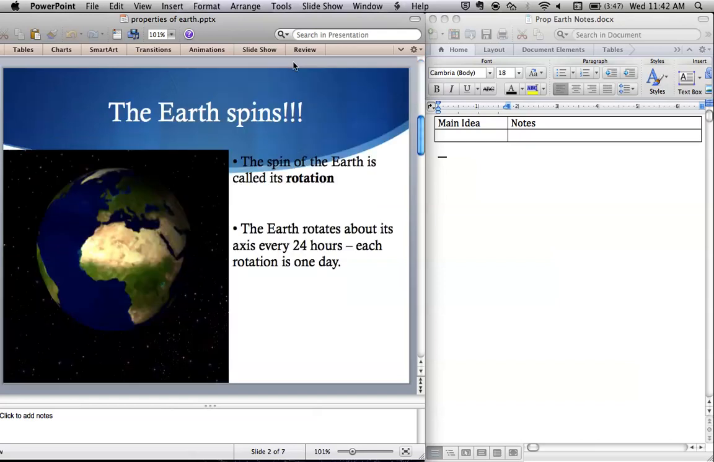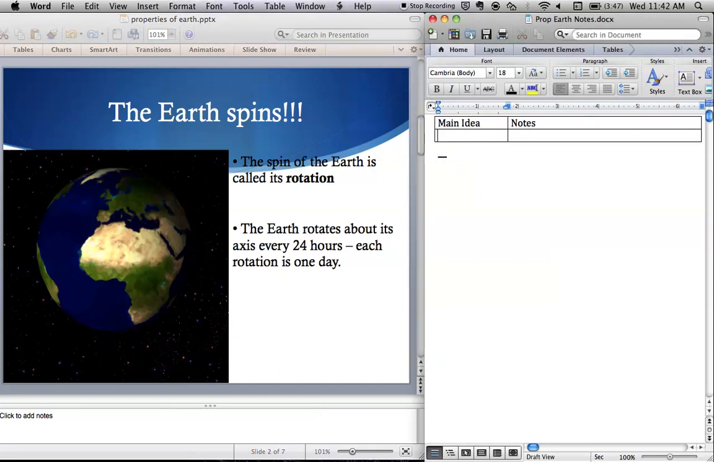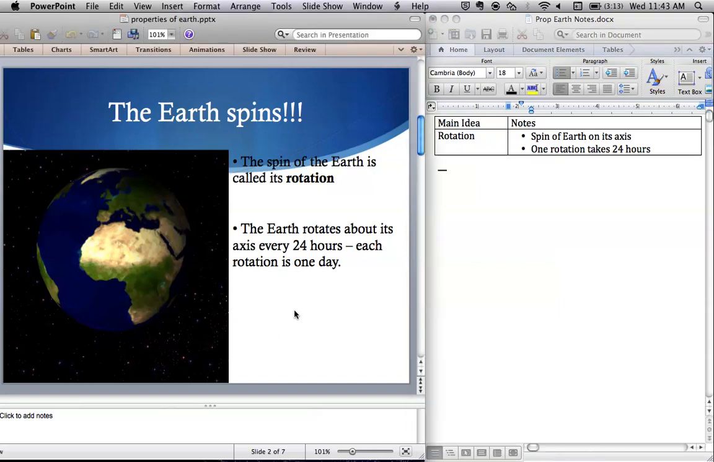So our first property of the Earth is what's called its rotation, which is the spin of the Earth on its axis. This takes 24 hours to go all the way around. Each rotation is 1 day. So one rotation takes 24 hours. As the Earth rotates, you move into and out of the sunlight, and this causes day and night. All right, that's rotation, pretty self-explanatory.